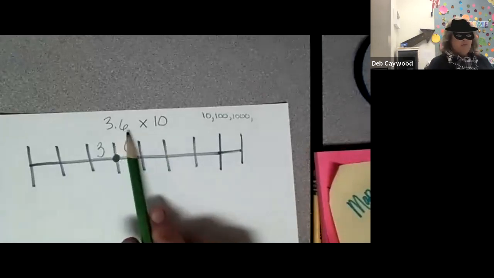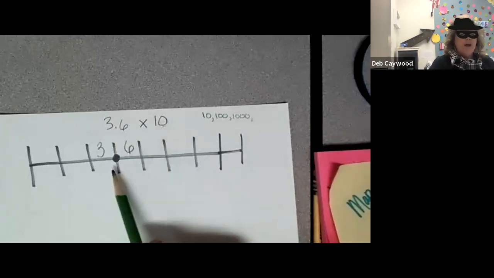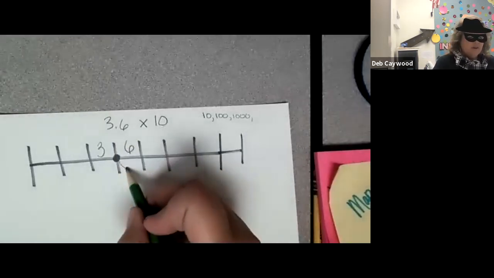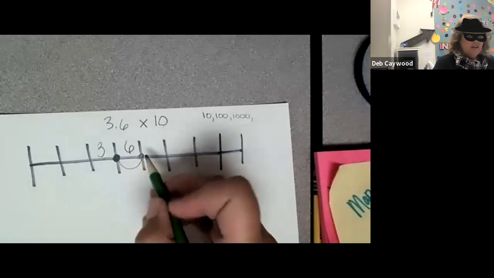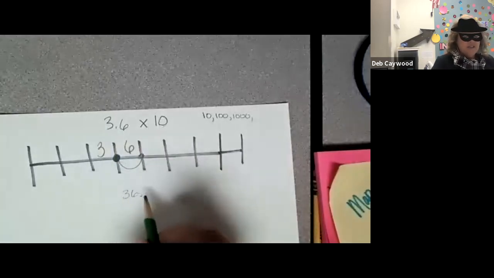So in 3.6 times 10, how many zeros do we have? Well, we have 1. So I'm going to move my decimal point 1 place to the right. So I'm going to move it to here. So 3.6 times 10 is really 36.